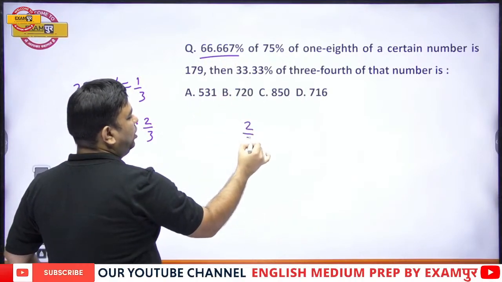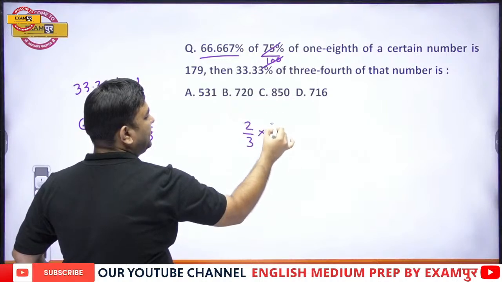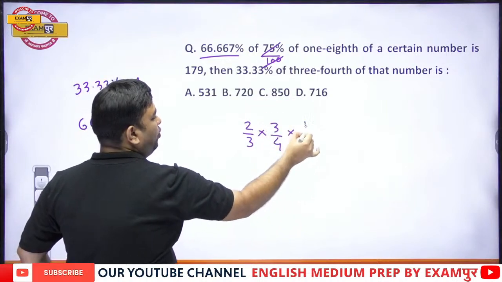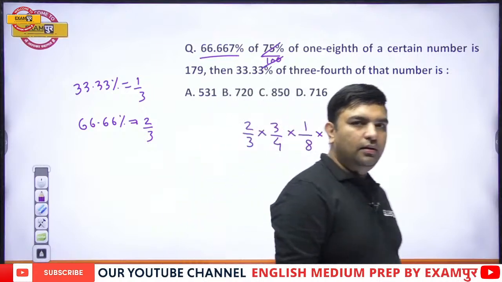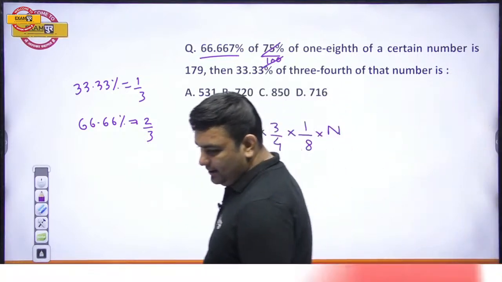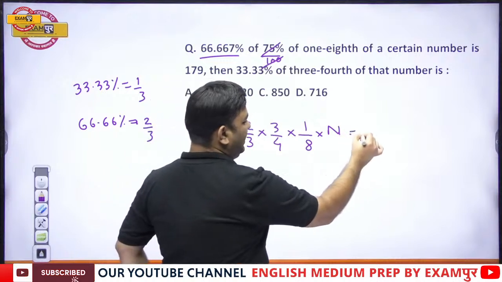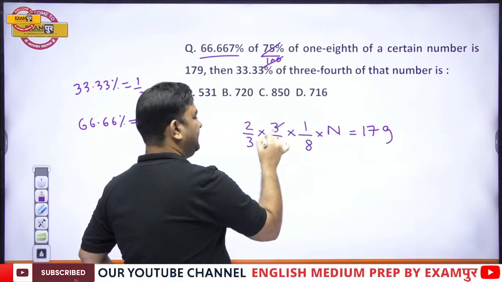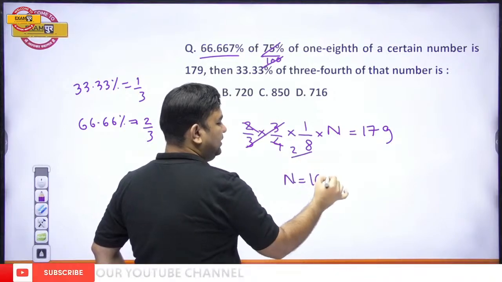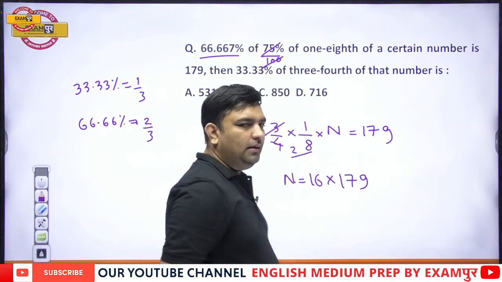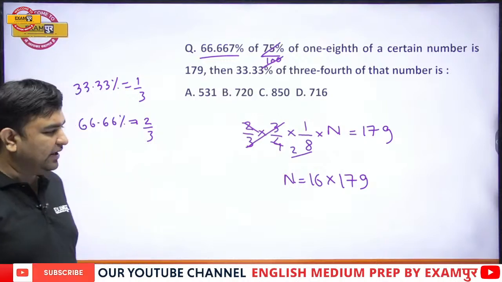So 2 by 3 of 75%, which is 75 by 100, that is 3 by 4, of 1 by 8 of a certain number. Let the number be n. It is 179. So can I say n is 16 into 179? Well done, Srivani. Sachin is also giving the answer.